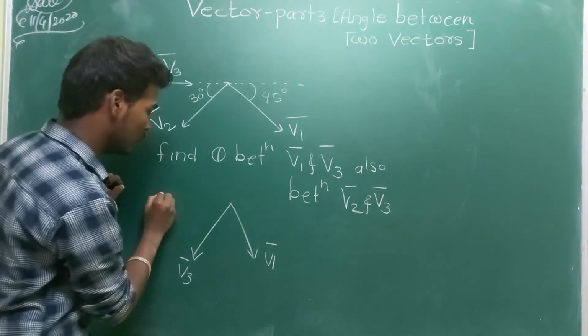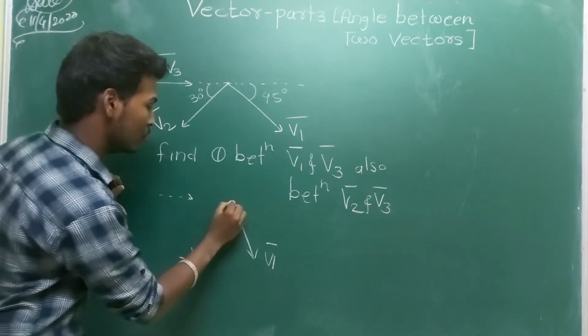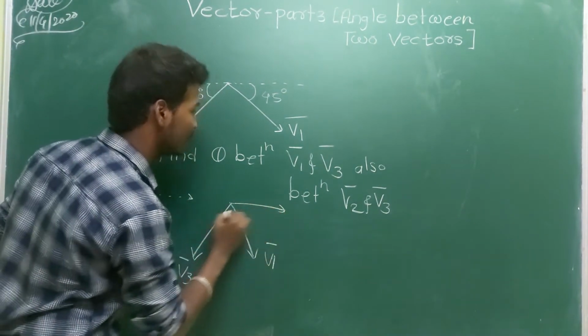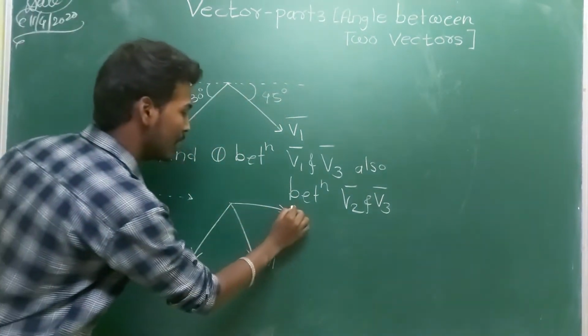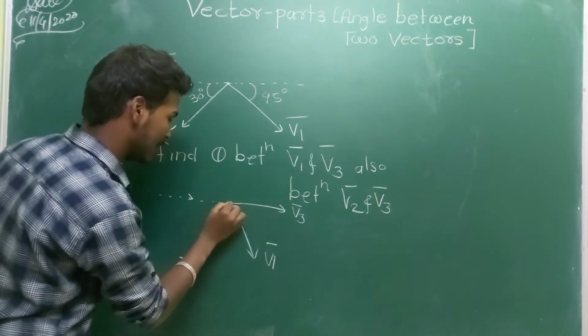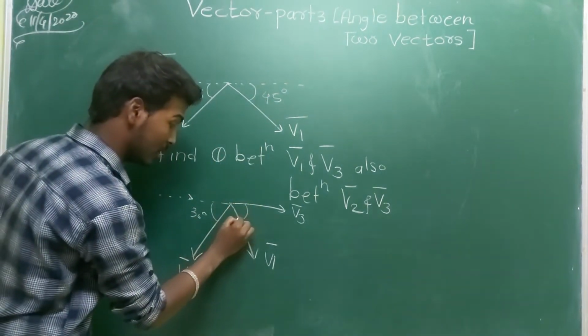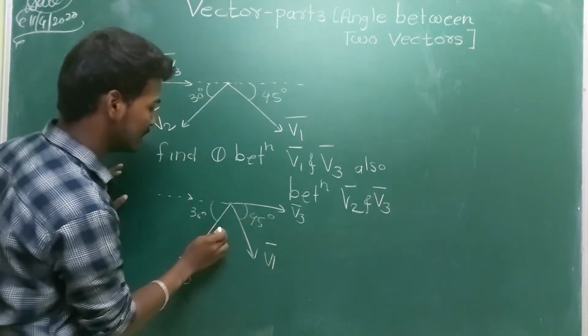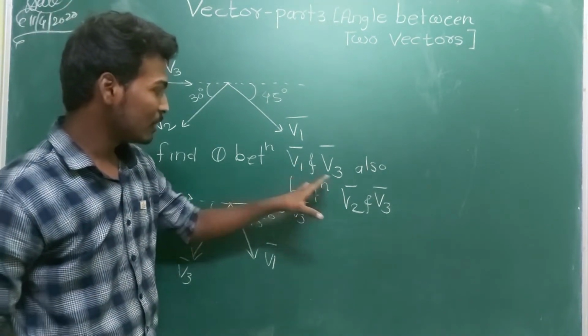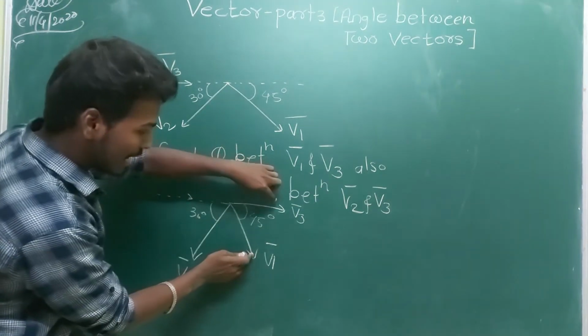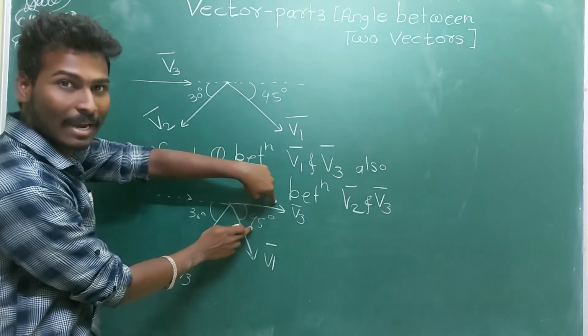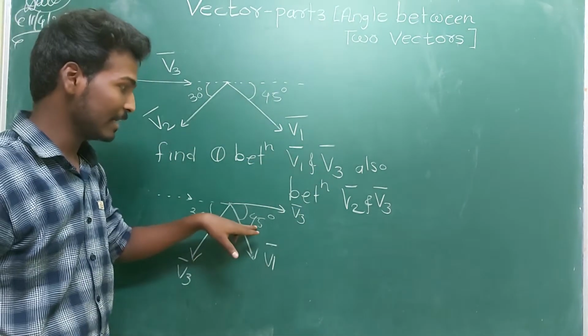So what will we do? This was our previous vector. We will just shift it parallel. So v3 bar. This angle was 30 degree as it is. This angle is 45 degree as it is, and this angle we have to find. So the angle between v1 bar and v3 bar is 45 degree. So the answer is 45 degree here.